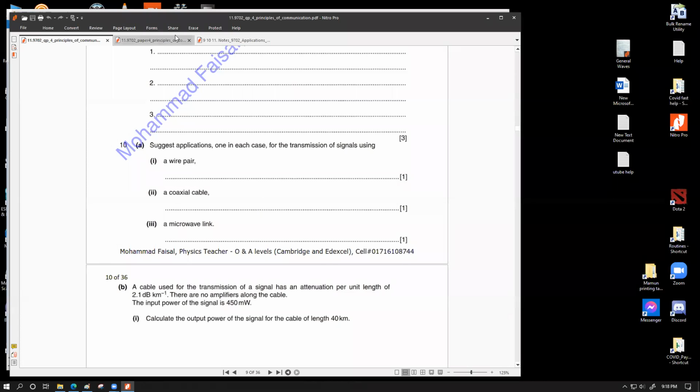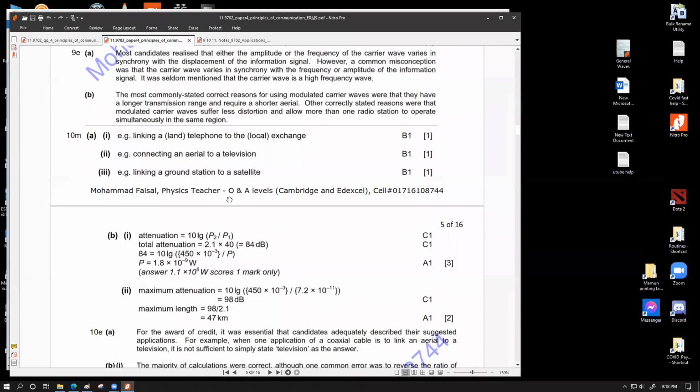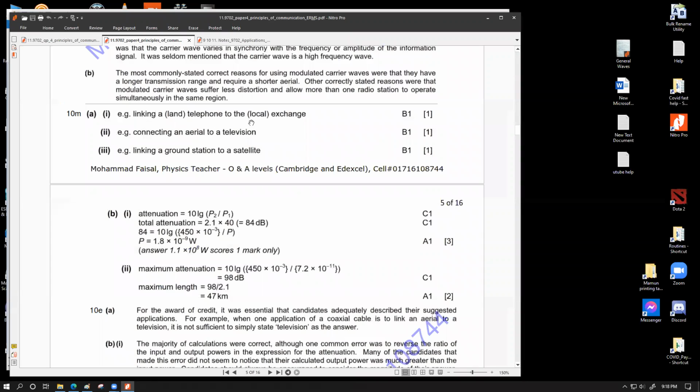Linking a land telephone to the local exchange. Okay, connecting an aerial to a television. Yes, definitely. Linking a ground station to a satellite.